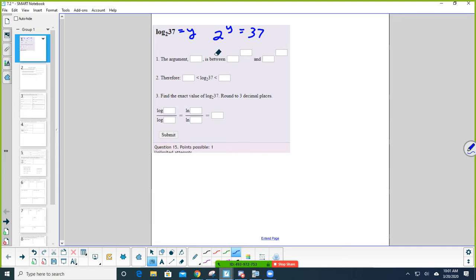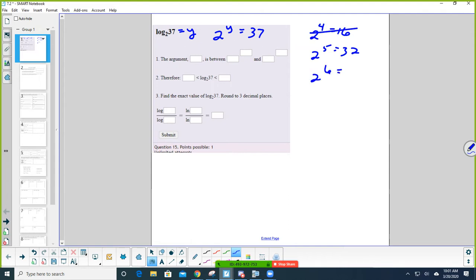So basically what we have to do, 2 to nothing is going to give us 37. But we know 2 to the 4th gives us 16. 2 to the 5th, what's 2 to the 5th give us? That gives us 32. So that doesn't help. I need to do 2 to the 5th and 2 to the 6th.